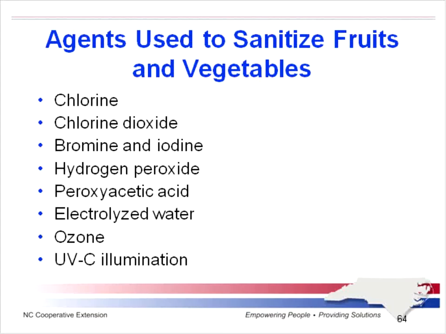There are a number of agents used commercially to sanitize fruits and vegetables. Frequently we talk about chlorine, and that's just one of the sanitizing agents that's available. Others include hydrogen peroxide, peracetic acid, ozone. A number are listed here.